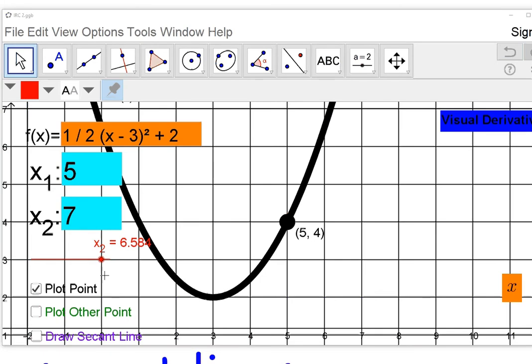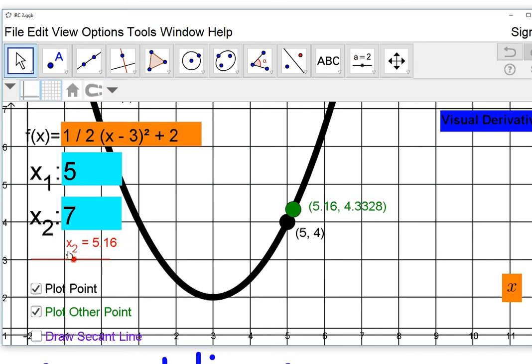Alright, I've got my quadratic function here. I'm going to take my second point, drag it closer and closer to my first point. Let's plot it there. So we're going to take that point. Let's draw the secant line so you can see what it looks like.